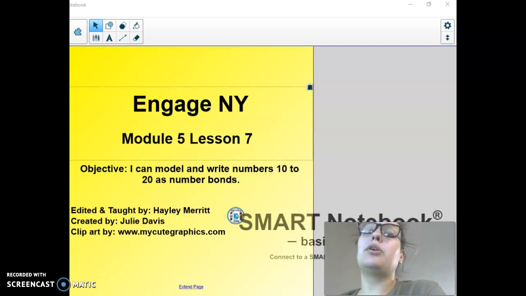Our objective, or our goal, is: I can model and write numbers 10 through 20 as number bonds. So today we're going to work with a bunch of different teen numbers and show that we understand that a teen number is made up of one 10 and some ones. For today, you will probably want something to write with and something to write on, or if you can pause me and go find 20 of something around your house, that would work too. When you're ready, unpause me and let's get started.